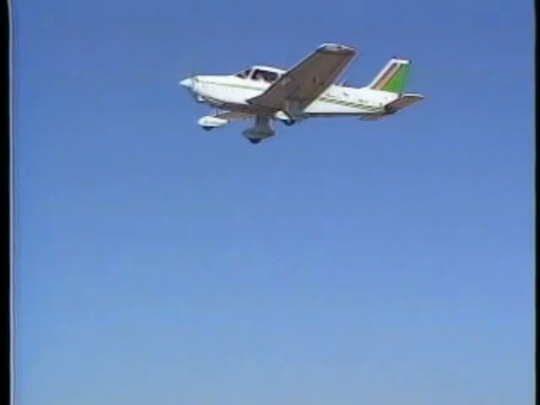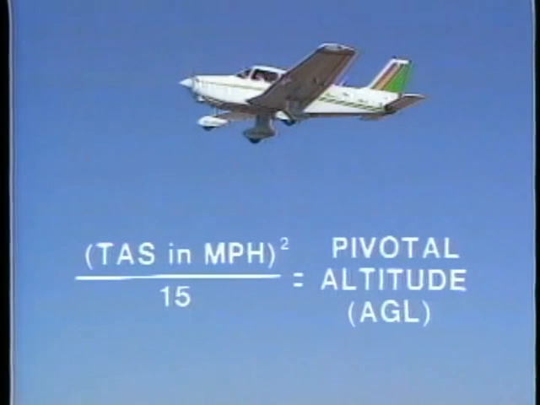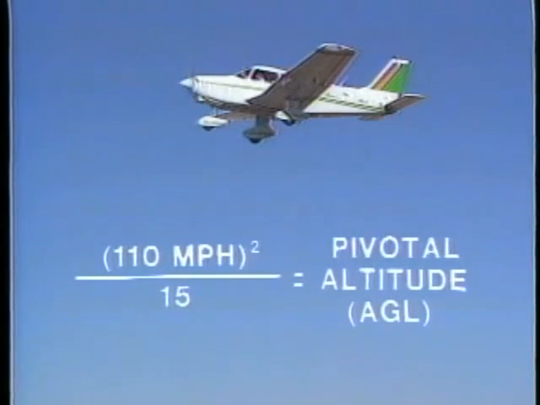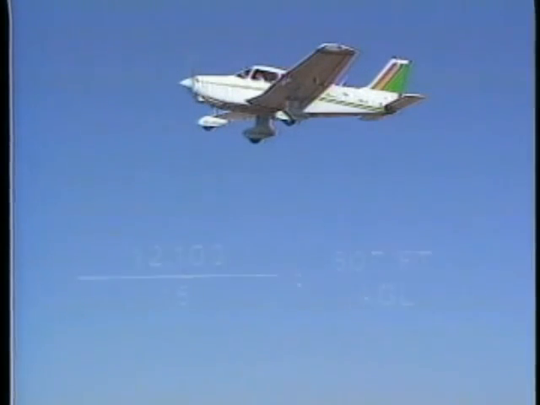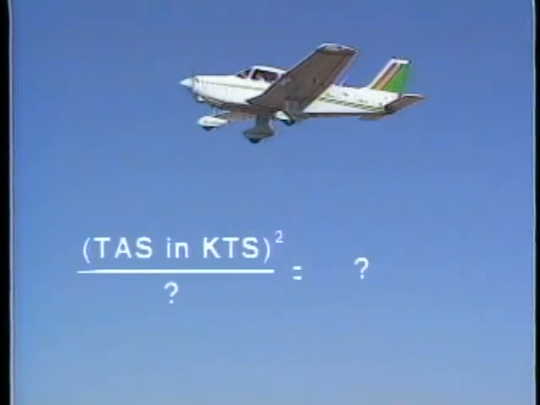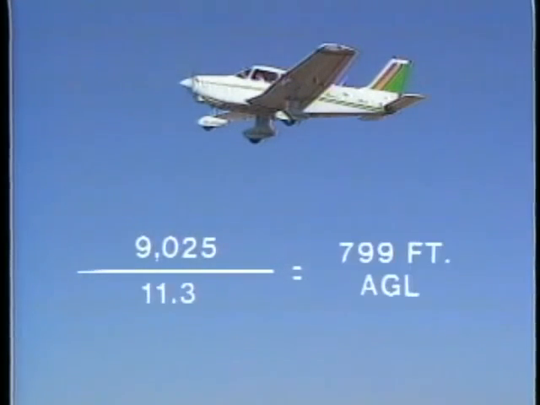Plan to enter the maneuver near the pivotal altitude, which you can estimate by using this simple formula. First, approximate your true airspeed in miles per hour and square this value. Then, divide the product by 15. For example, if your true airspeed is 110 miles per hour, your approximate pivotal altitude is 807 feet AGL. You can also use the same formula with knots, but in this case, you will need to divide by 11.3.